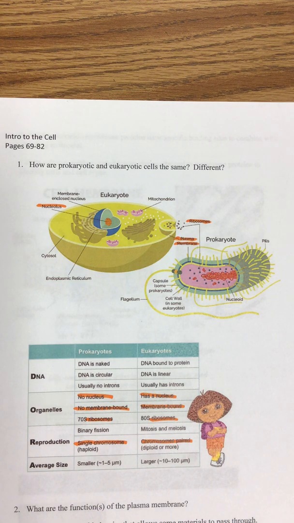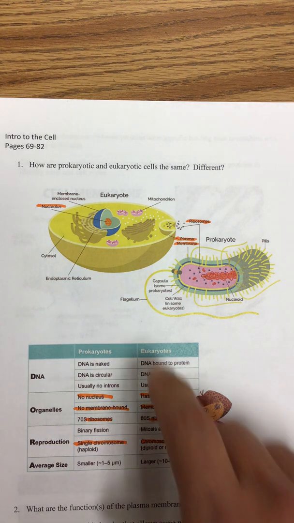So the first thing we're going to start with is classification of cells, and that's going to be prokaryotic and eukaryotic cells. You're not going to be given a picture to label as far as the parts of a prokaryotic and a eukaryotic cell, but rather compare and contrast the differences. You may be given a picture that has the cell parts labeled on it, but then you're going to need to know the function and how they're related.